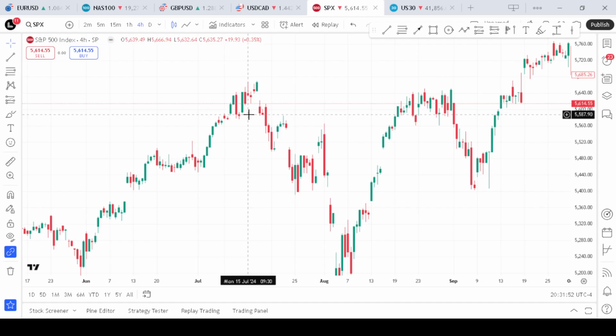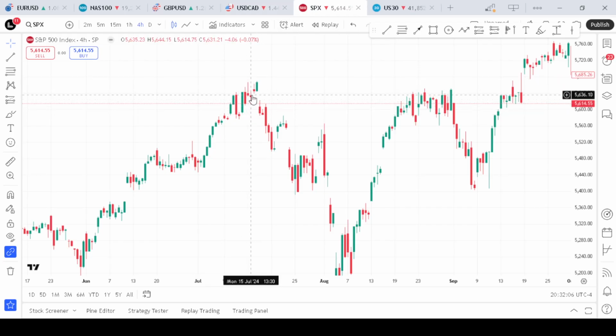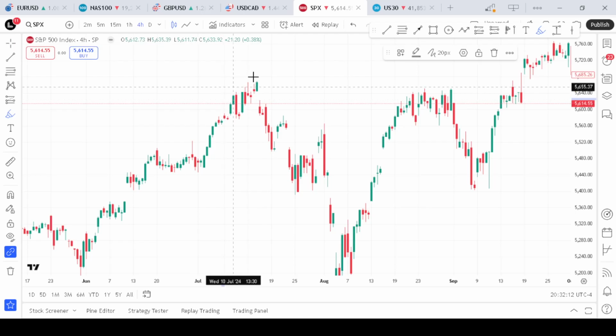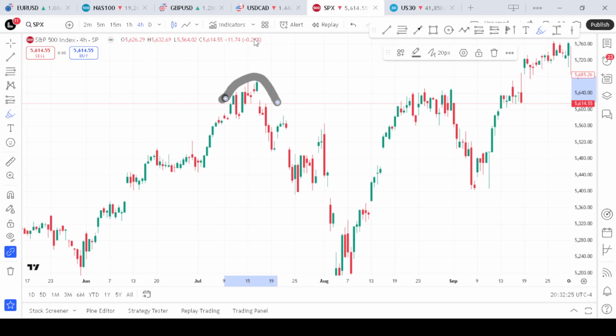To identify a dumpling top, look for a series of small body candlesticks that form a round top during an uptrend. As you can see, these are representations of small candlesticks that are forming a round top. As we can see, this is an example of the round top that it is forming, to indicate a shift from bullish to bearish.